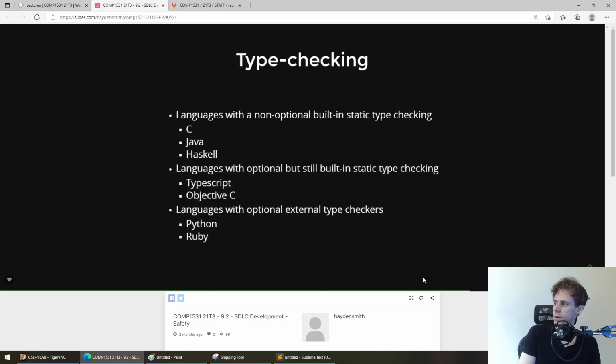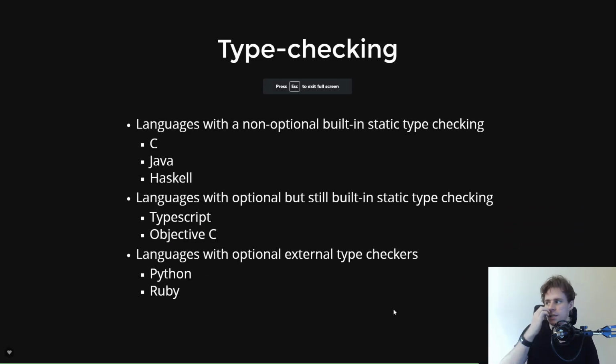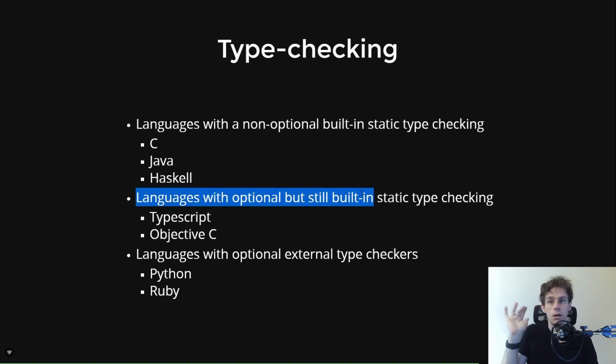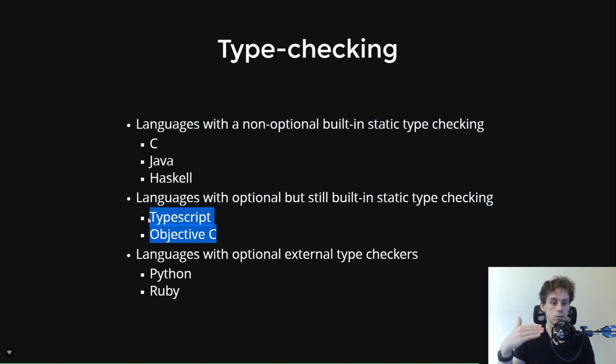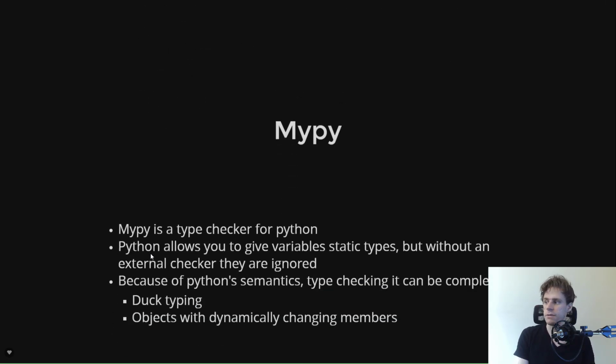But back to the point, we have languages that have non-optional built-in static type checking, right? As in you have to use them. C, Java, Haskell. You have languages with optional but still built-in static type checking, like TypeScript and Objective-C. So these are loosely typed languages that have type checkers built on top of them that always work, but you can turn them off. And then you have languages where you can use type checkers, but you have to install them externally. And that includes Python and Ruby.